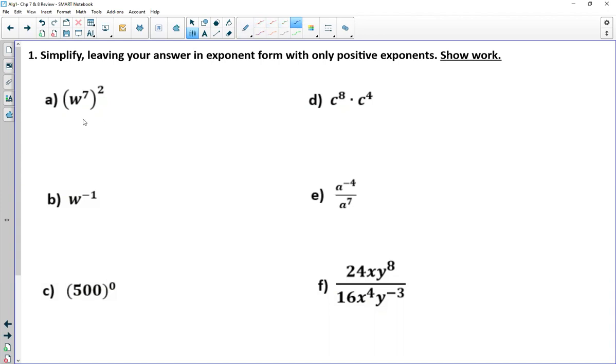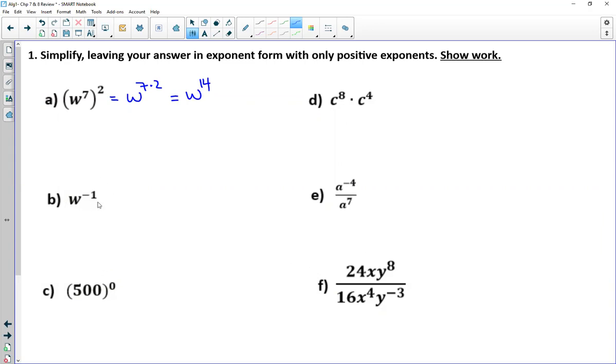So first thing we're going to want to do here is we have w to the 7th to the 2nd power. Anytime we have a power to a power, we're going to multiply. So this would be w to the 7 times 2, which would give us w to the 14th.